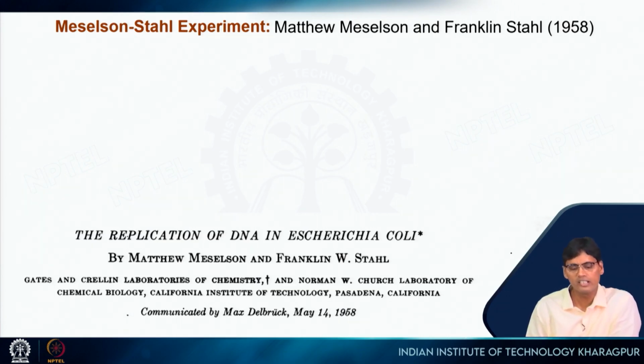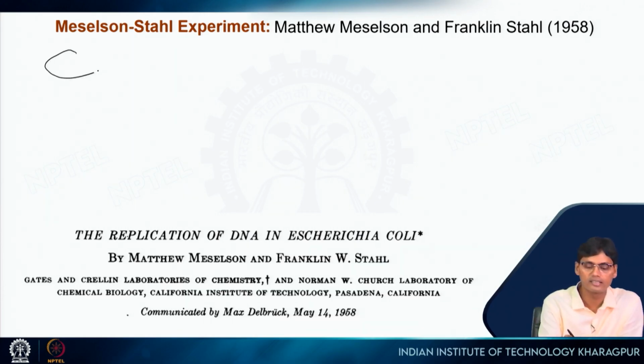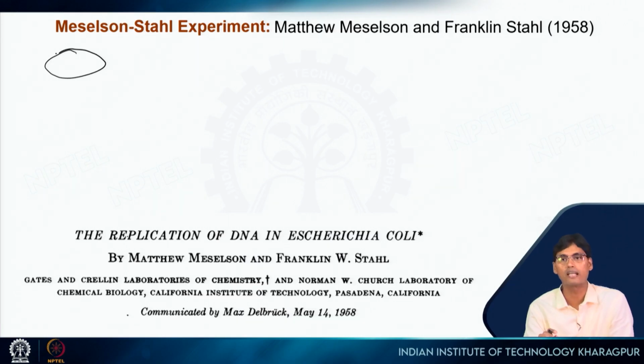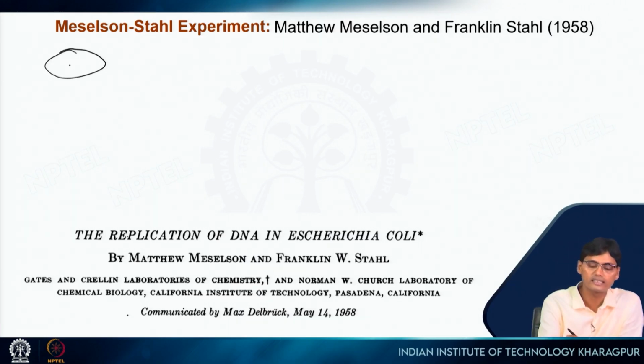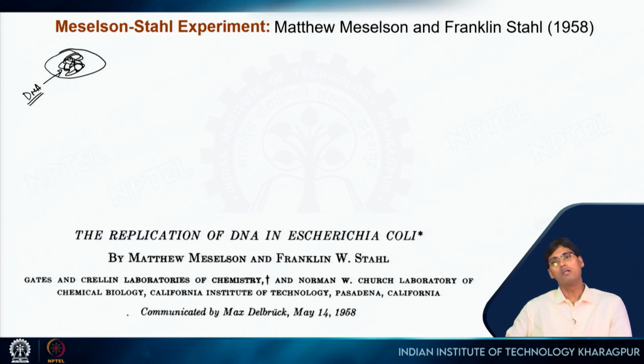So what they did, they worked with E. coli. E. coli is a bacteria, a prokaryotic cell. In an E. coli cell, we have circular DNA, just one circular DNA. So this is E. coli and the DNA present in E. coli. Now, an E. coli cell with proper environment, with proper media, can get doubled.